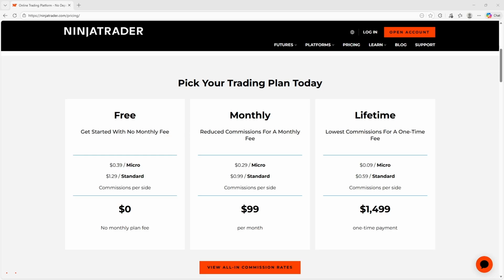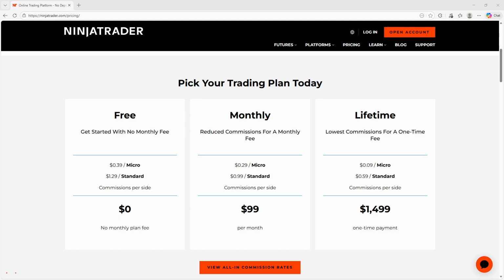The most aggressive option is the lifetime plan, which requires a one-time payment of $1,499 and unlocks the lowest commission rates available on the platform at 0.09 per side for micro contracts and 0.59 per side for standard contracts. This plan is clearly designed for high-volume, long-term futures traders who expect to trade for years and want to minimize per-trade friction as much as possible.